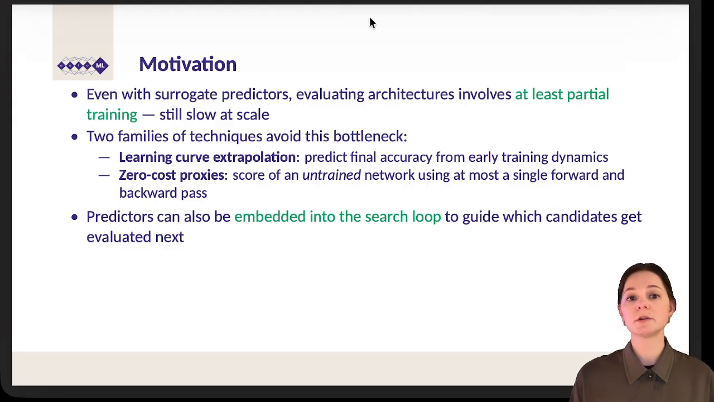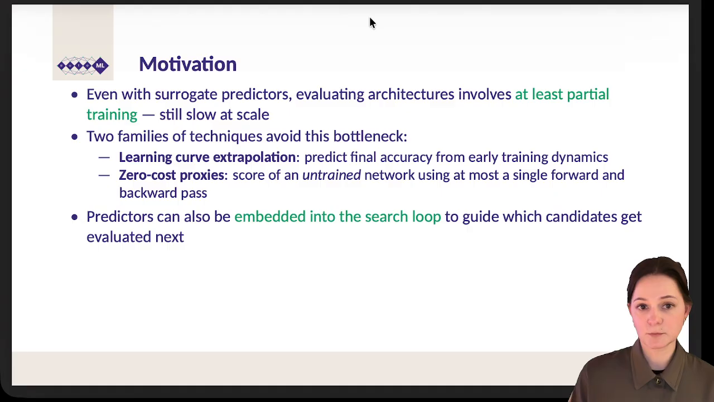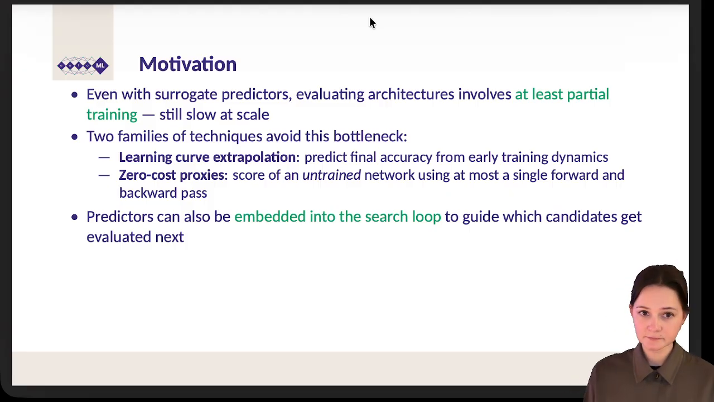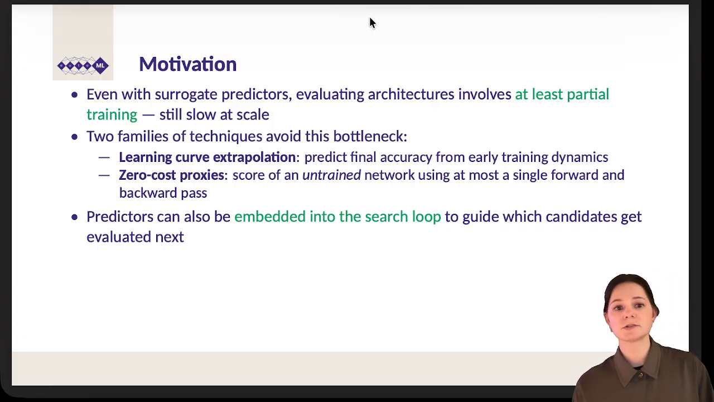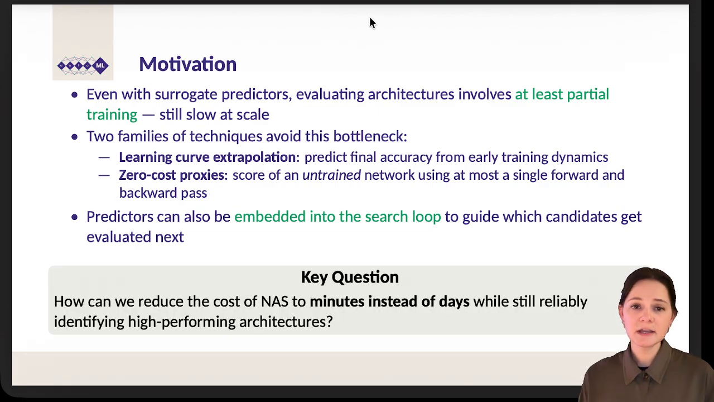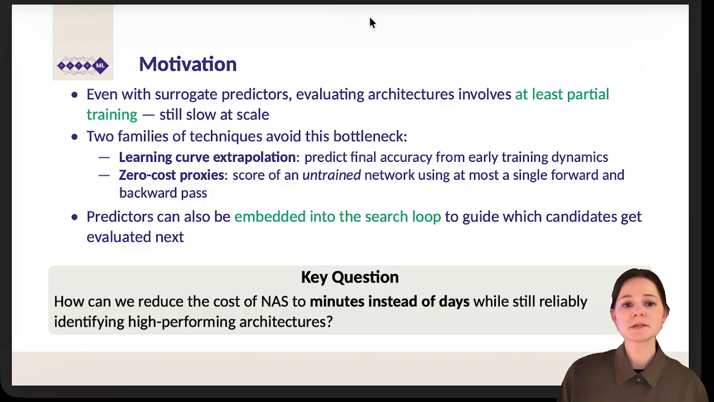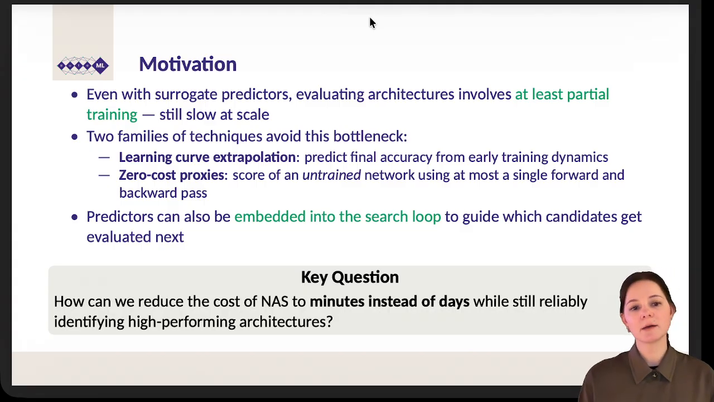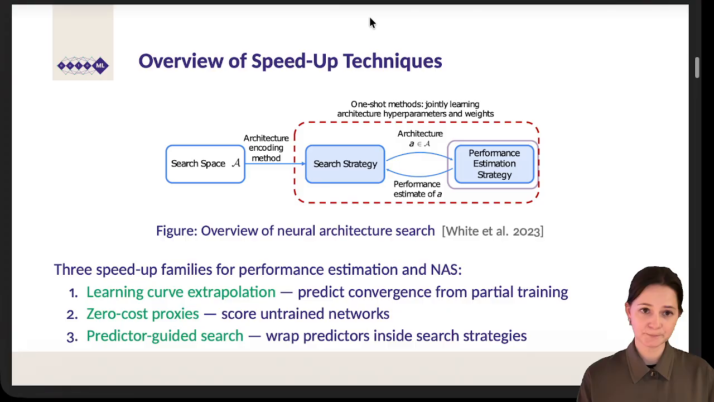The first one is learning curve extrapolation, where we predict the final accuracy from early training dynamics, as well as zero-cost proxies, which are a score of an untrained network, calculated using at most a single forward and backward pass. These predictors can also be embedded into the search loop to guide which candidates to evaluate next. The key question we want to answer within this part is how can we reduce the cost of NAS to minutes instead of days, while still reliably identifying high-performing architectures.